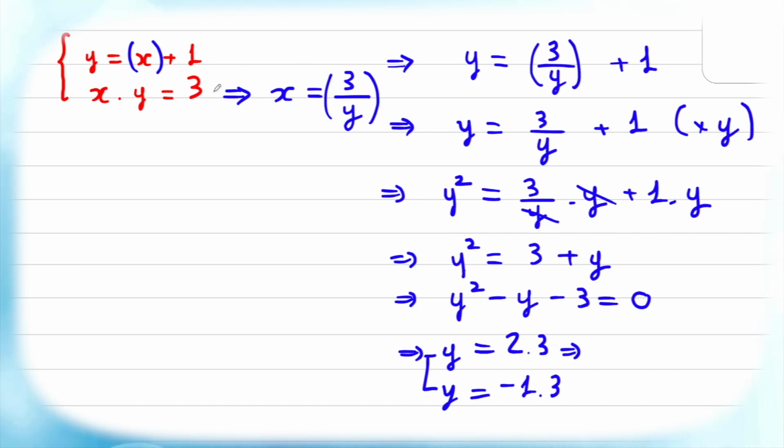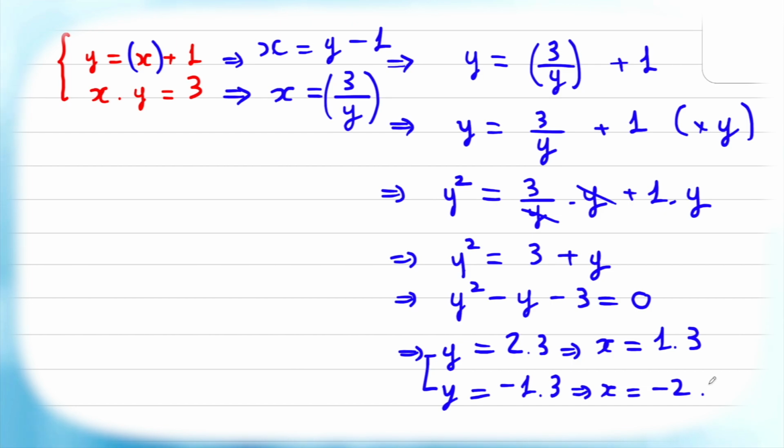And now how can you figure out the value of x? Okay, look at this. You want to take x, you need to take y minus 1. So y minus 1 here you got 1.3, and y minus 1, the same idea, you got negative 2.3. And after that, you got the same point with the previous exercise.